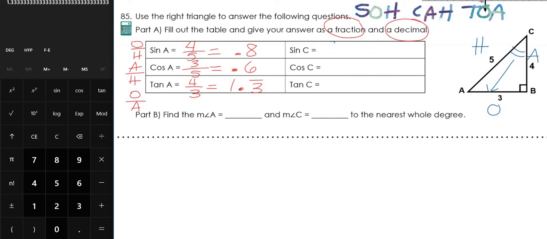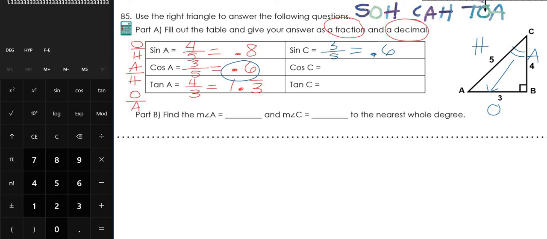So it's going to be 3 over 5, which if I put that in the calculator, 3 divided by 5, I already did it before, it's 0.6. So note, cosine of A is equal to sine of C. And we've talked about that before. Cosine and sine are opposite trig ratios. And then we're using A as one angle and then C as the other. And A and C are complementary. They add up to 90.